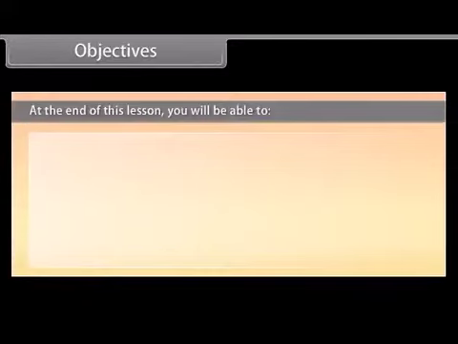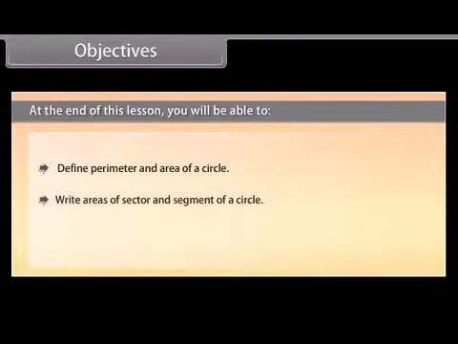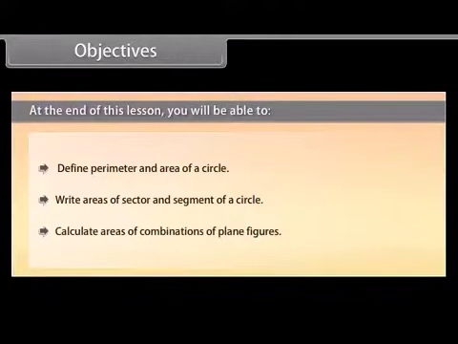At the end of this lesson, you'll be able to define perimeter and area of a circle, write areas of sector and segment of a circle, and calculate areas of combinations of plane figures.